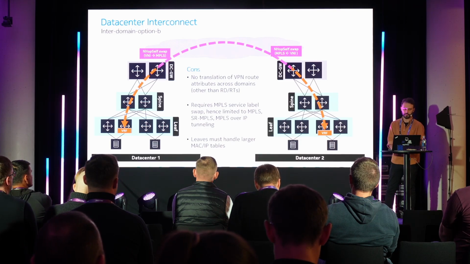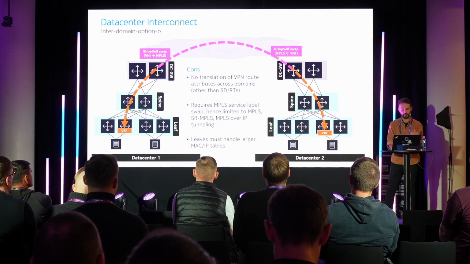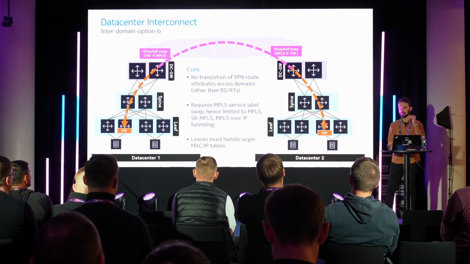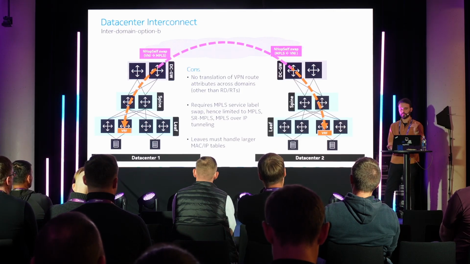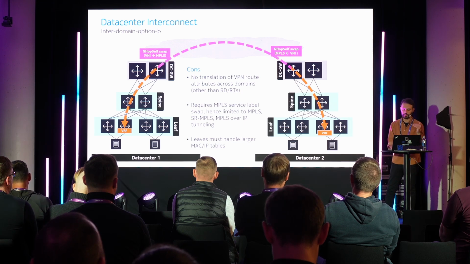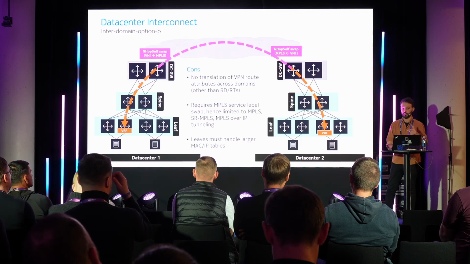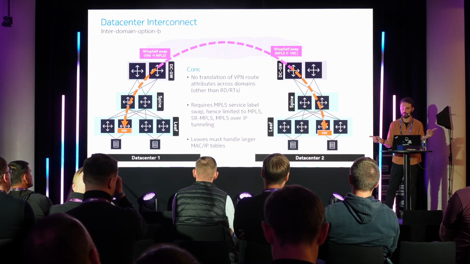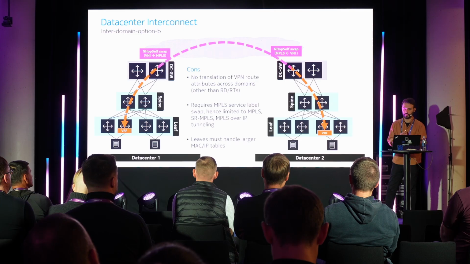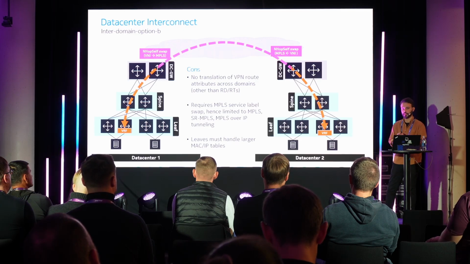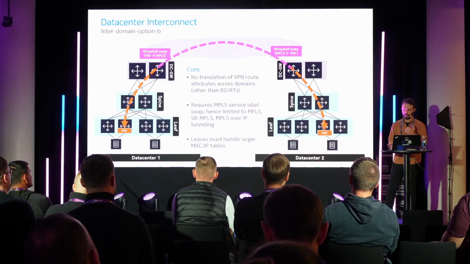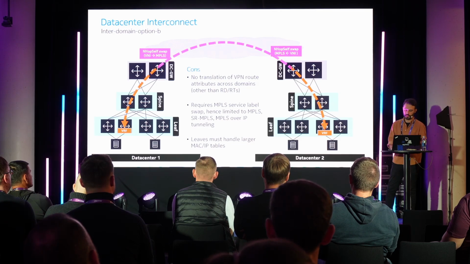And still, from the leaf point of view, the number of next hops drops because the next hop will be the data center gateway, but it still has to keep all the MAC and IP addresses of all data centers in its FIB. That's quite a large number. Sometimes leaves cannot handle that many routes. Still a scaling issue on the leaf side.